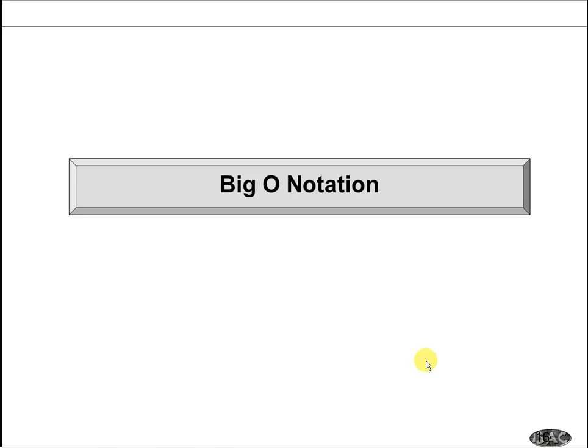Hi, welcome to Data Structure and Algorithm course. In today's session, we'll be discussing what exactly is Big O Notation.